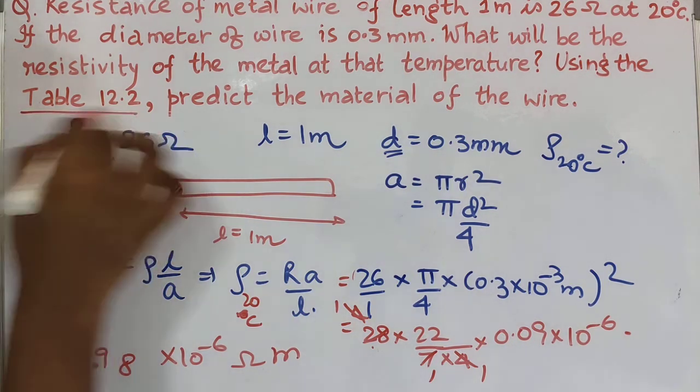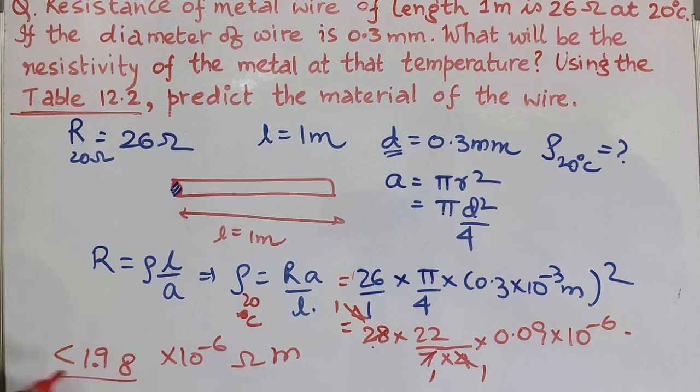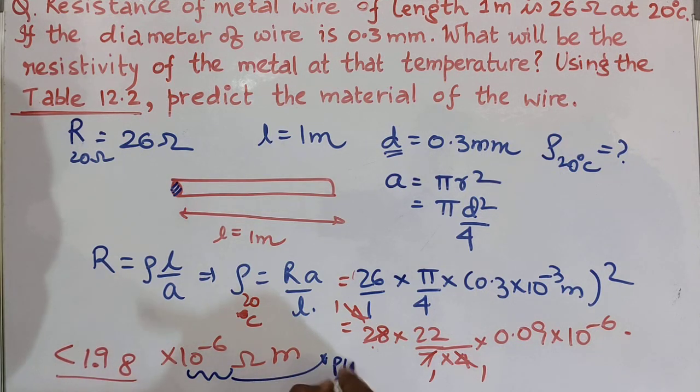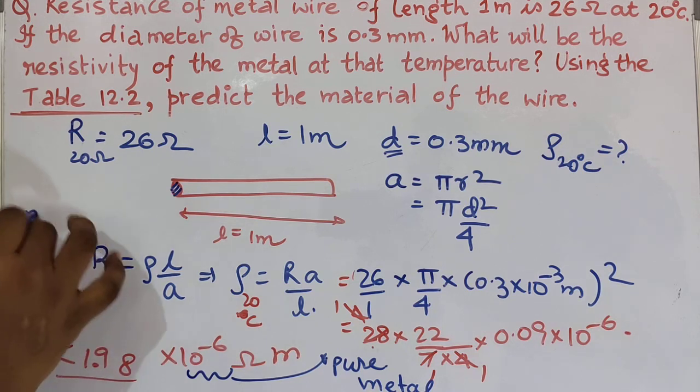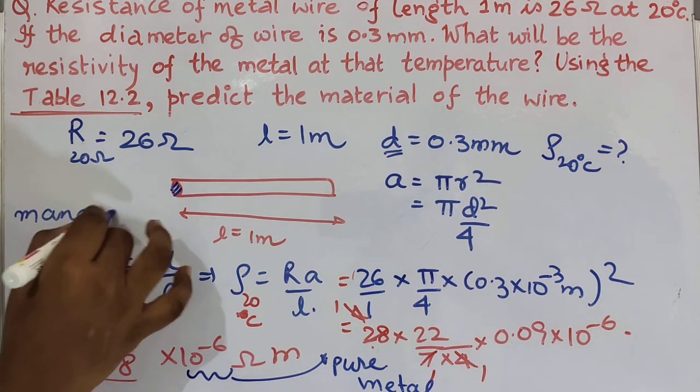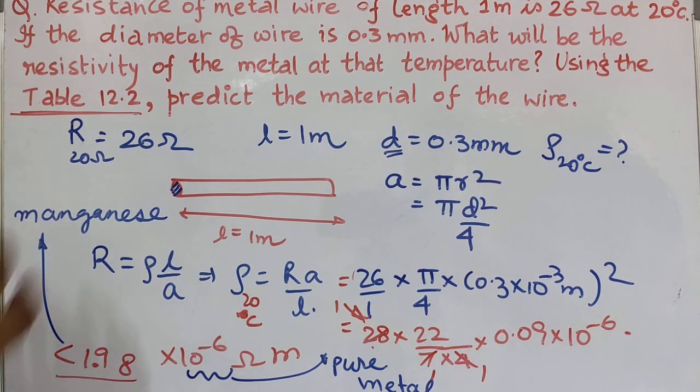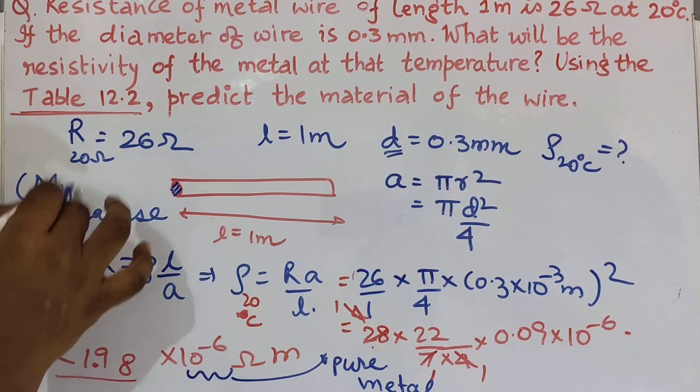So see the table 12.2, which is just less than 1.98 into 10 power minus 6. If the resistivity is 10 power minus 6, it is going to be a pure metal. If it is 10 power minus 8, it is going to be an alloy. If it is 10 power 10 to 10 power 16, it is going to be an insulator. So it's a pure metal here. If you see the table, you'll find that this material is nothing but manganese, symbol Mn.